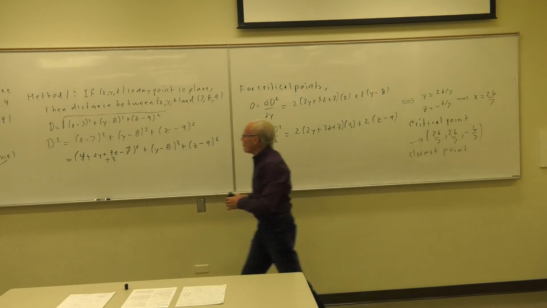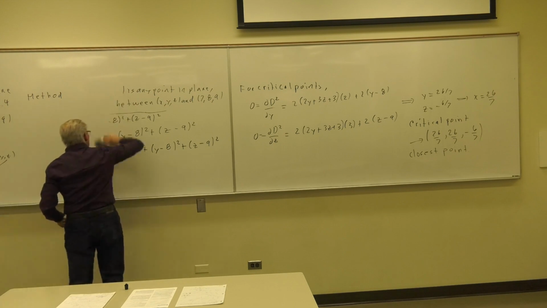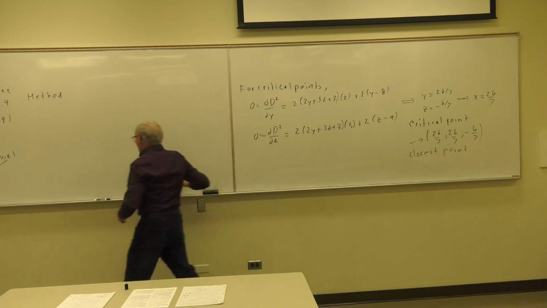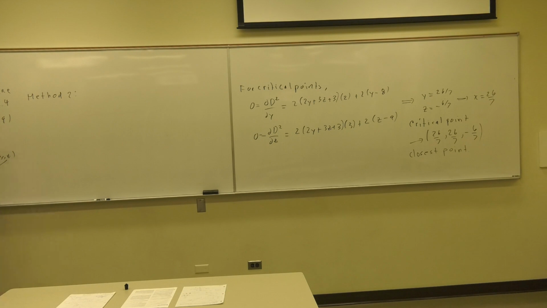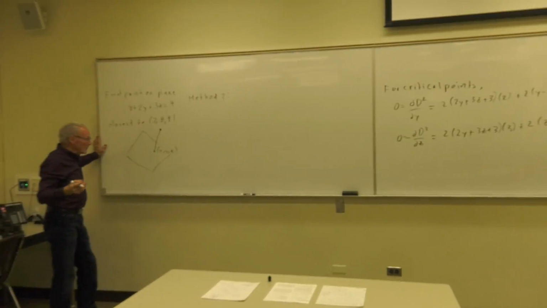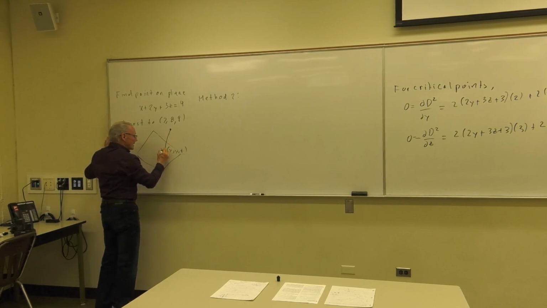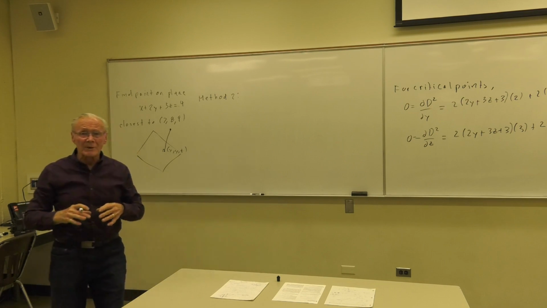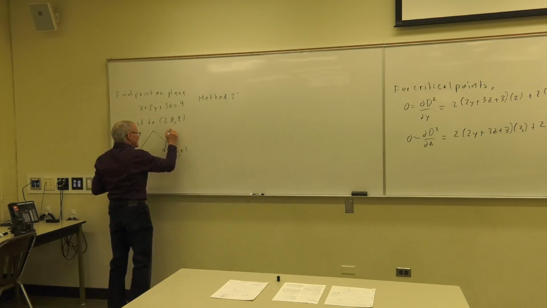That was method 1. Method 2. Much easier, and it draws upon the fact of what we did in chapter 11. Method 2. Consider the following idea. We know, do we not, that the closest point here will be when that line is perpendicular to the plane. The closest and the perpendicular distance are the same. So why don't we do the following? Why don't we find equations for that line?